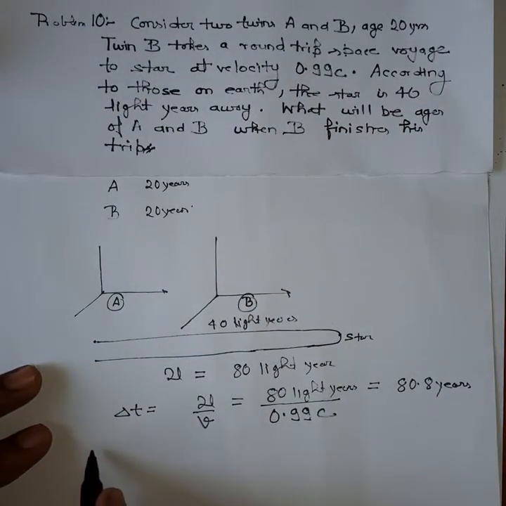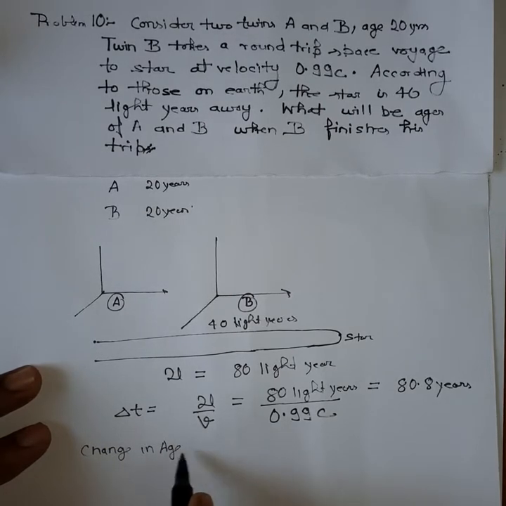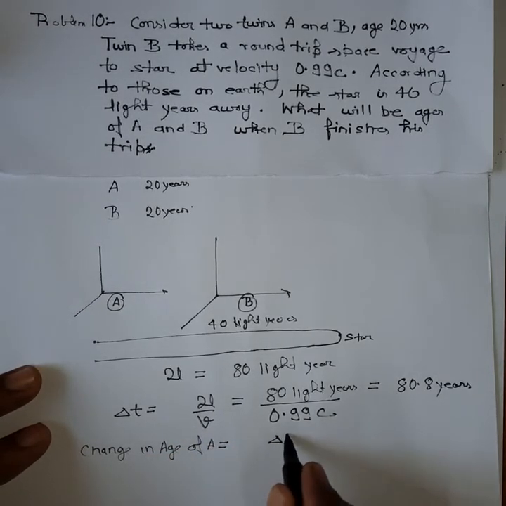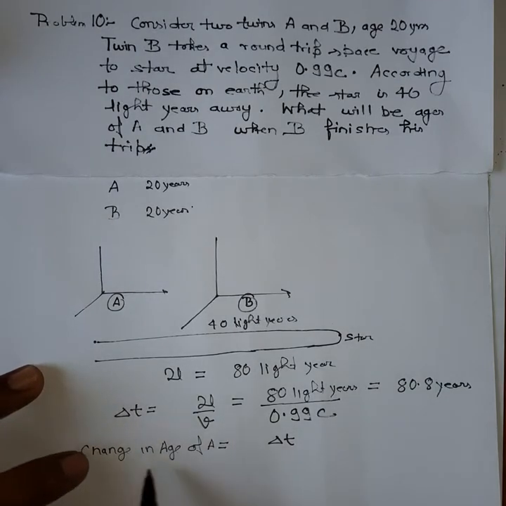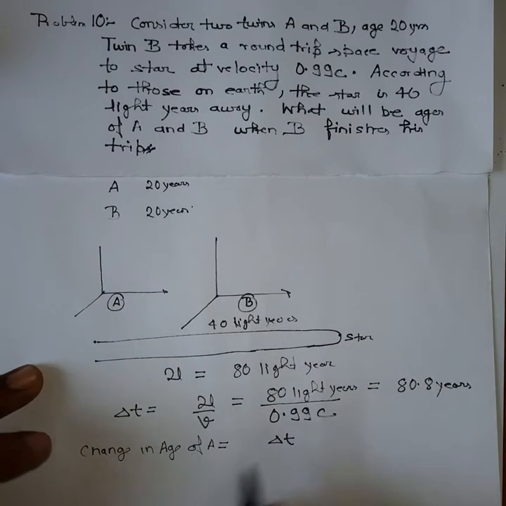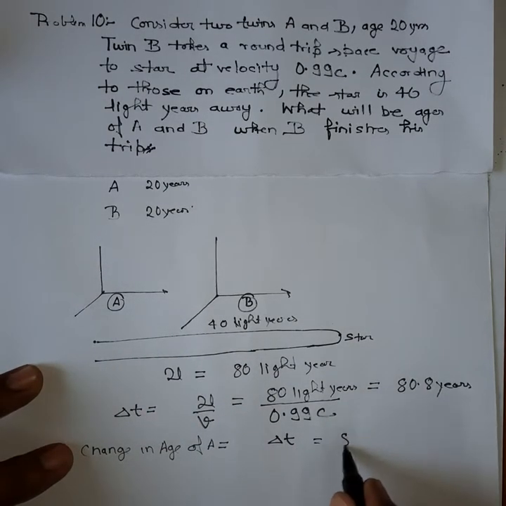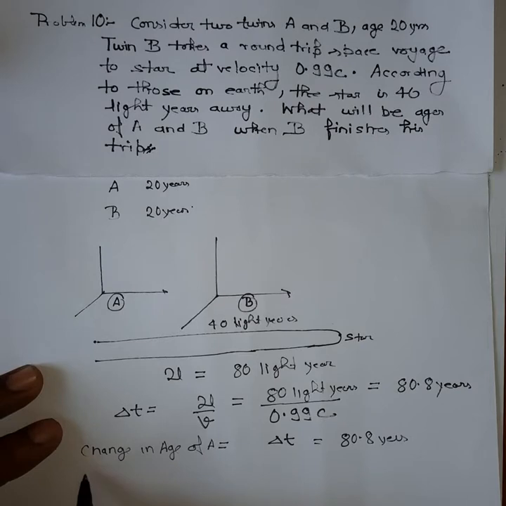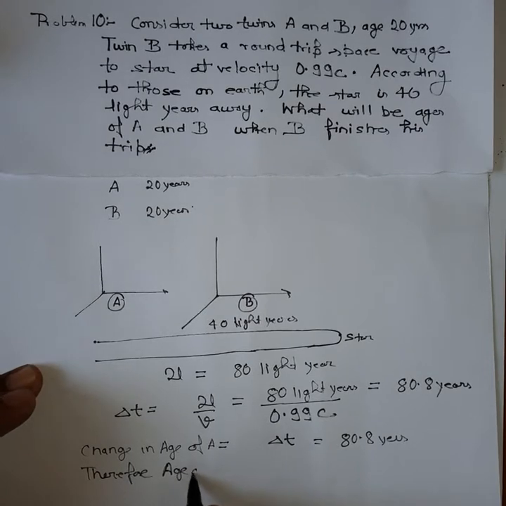Therefore, the change in age of A can be given as delta t. Delta t will be equal to the change in age of A when B comes back to Earth. So delta t will be equal to 80.8 years. Therefore, age of A will be 100.8 years.